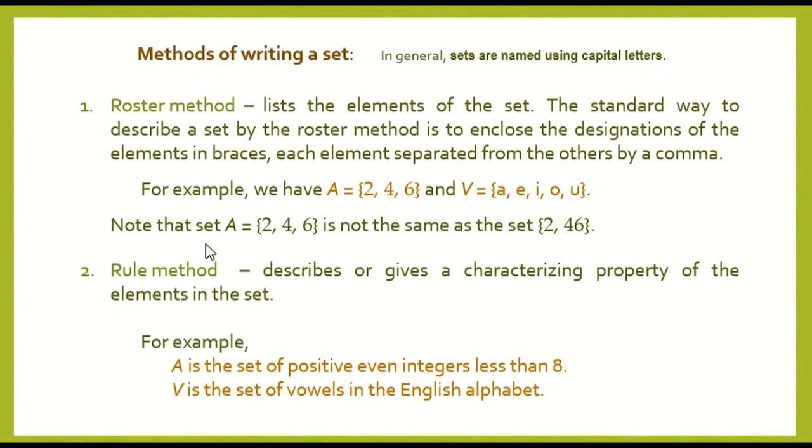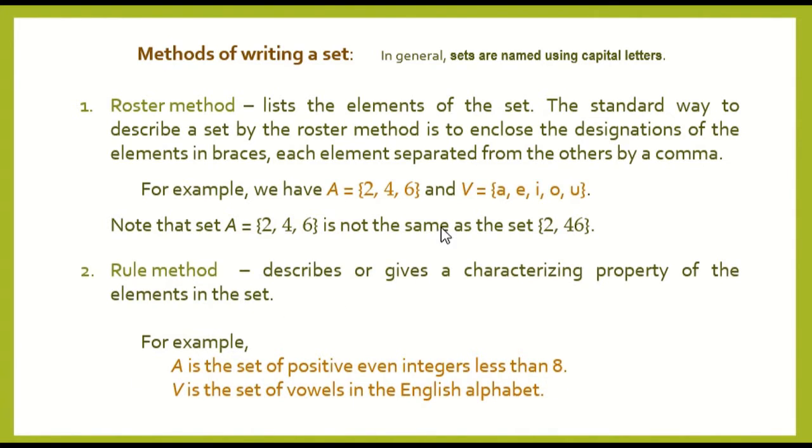The second, we have the rule method. This describes or gives a characterizing property of the elements in the set. For example, like our example before in roster method, we have set A, which has elements 2, 4, and 6. So in the rule method, we just have to write this: A is the set of positive even integers less than 8.